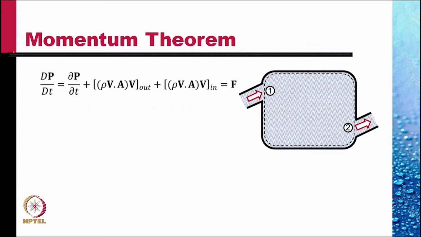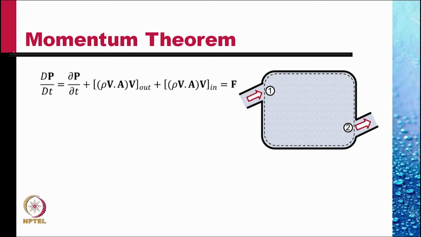In fluids, we use a control volume. For the control volume, the material rate of change of momentum P would be given by the local rate of change of momentum, del P by del t, plus the net efflux of momentum. In the efflux terms, we have written rho V dot A. Rho V dot A is the mass flux at the outlet, and into V, mass flux into velocity, is the momentum.